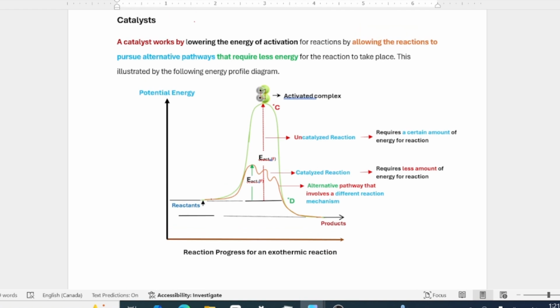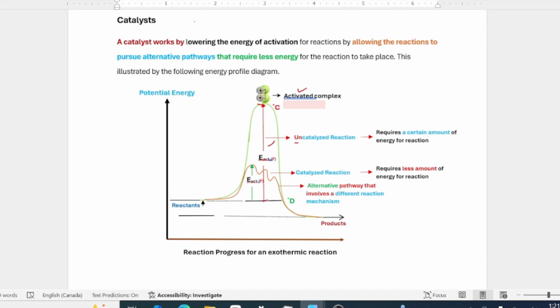So here are the reactant molecules. For them to attain this activated state here, they must be provided with that amount of energy that we call the energy of activation for the forward reaction. And that is for an uncatalyzed reaction. And you can see the relative amount of energy here.